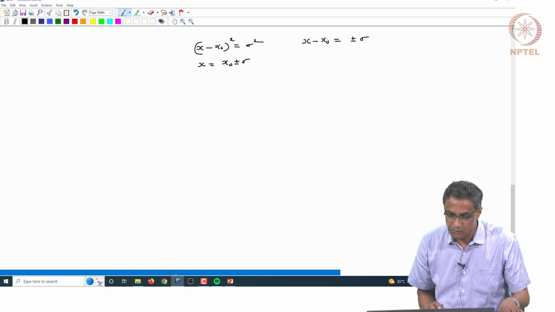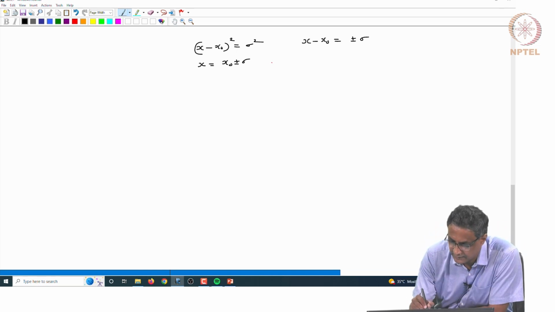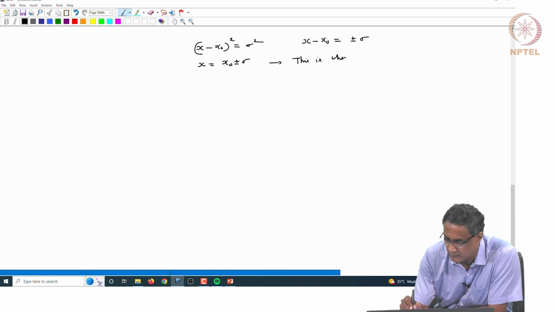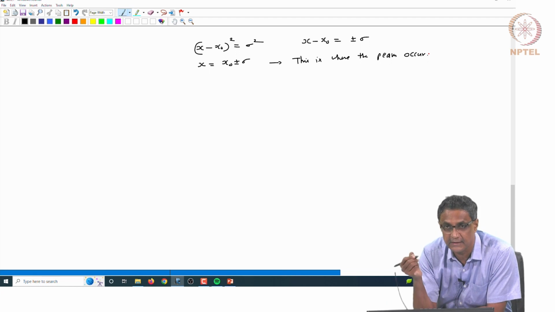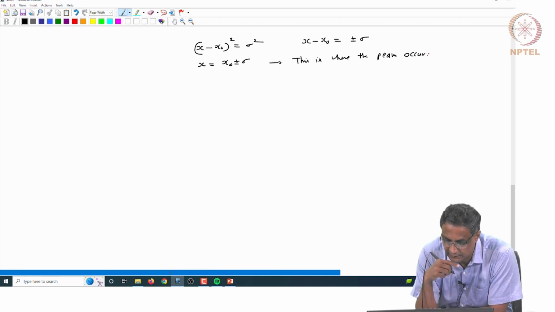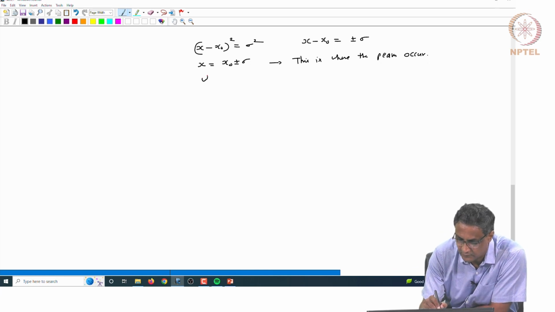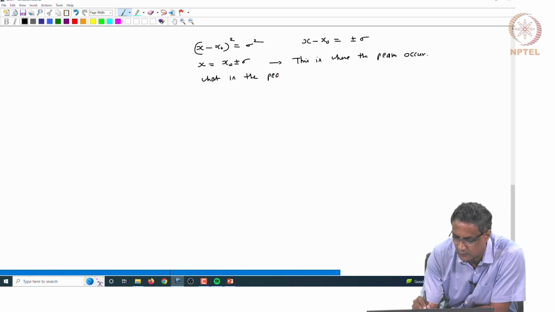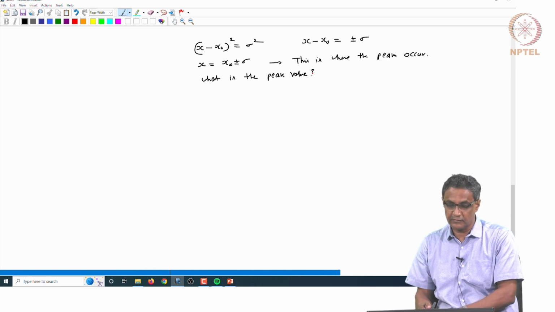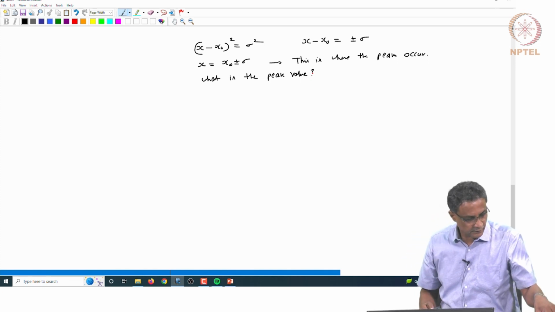Okay. Now, this is where these peaks occur. But then what exactly is the peak value? If you want to find that out, then we should go back to that d sigma. So what are the peak values? If you want to know the peak value, then we should go back to this.